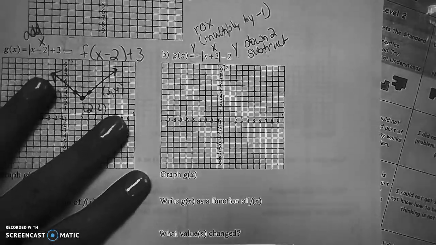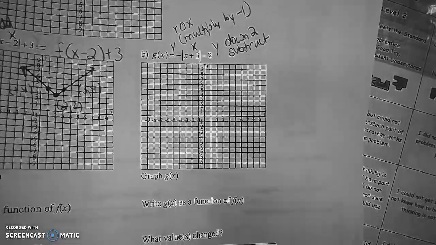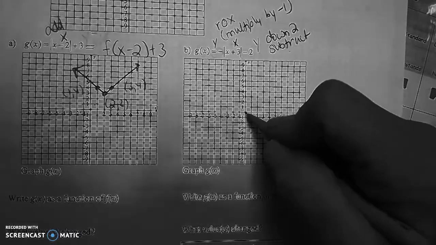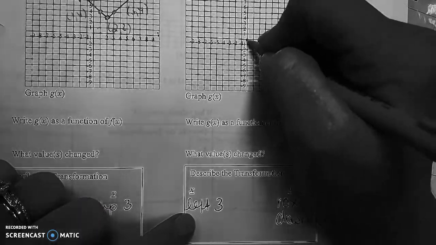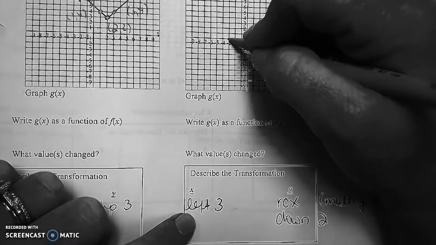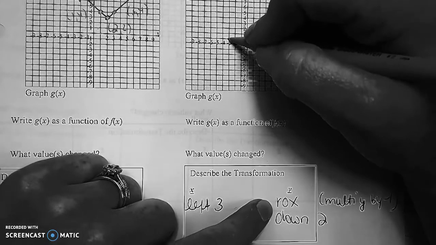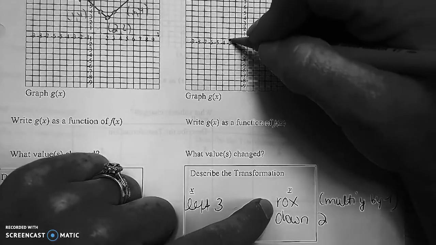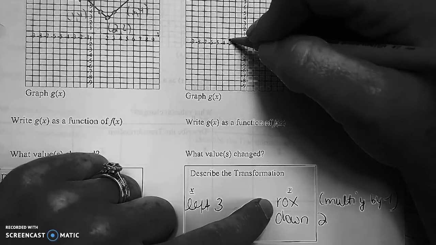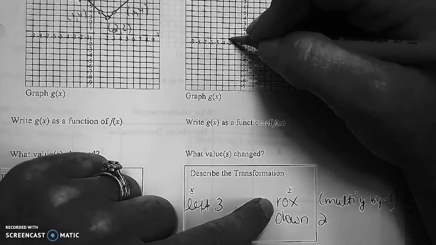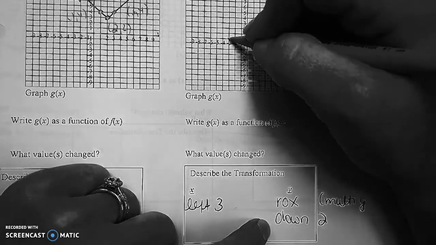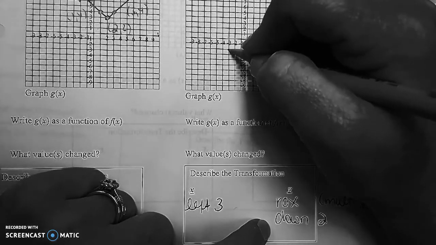So let's go to this parent function and graph. So again, since this is absolute value, I start with 0, 0. I'm going to go left 3. Okay, so let me pull up so you can see this table. I'm going to go left 3. 1, 2, 3. I'm now going to reflect over the x or multiply my y by a -1. Since this is on the x-axis, this point will not change with that transformation. So I'm going to keep my pencil in the same place. And now I'm going to go down 2. 1, 2.